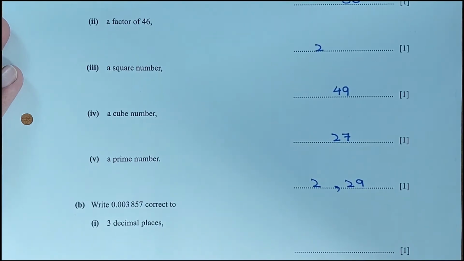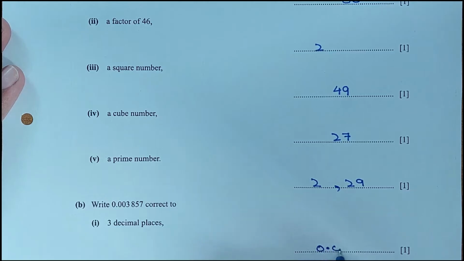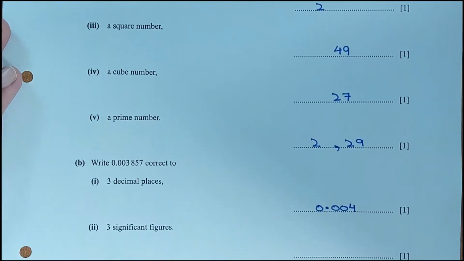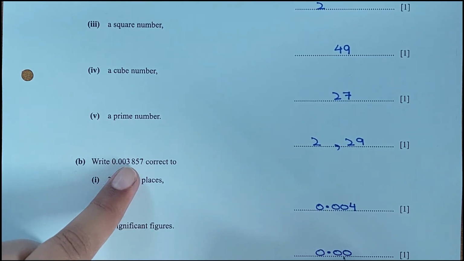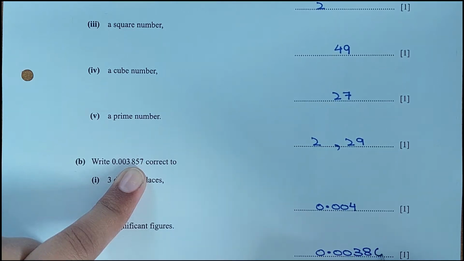Now for part B, write this correct to 3 decimal places. So 1, 2 and 3 decimal places: 0.00, and the next digit is 8, so it rounds up to 4, right? Now 3 significant figures: 0.00, then 3, 8, 5. So 3, 8 and 5 rounds to 6.